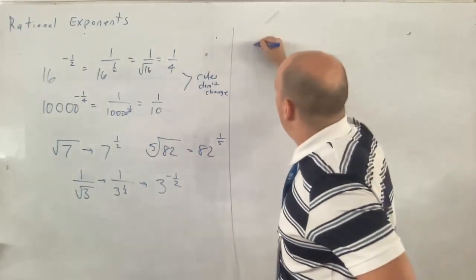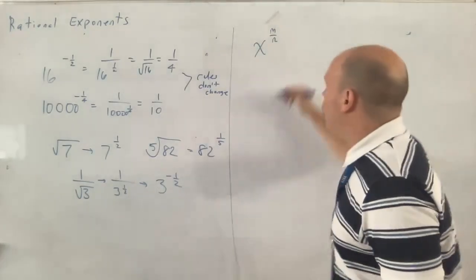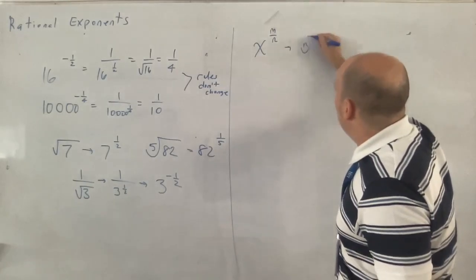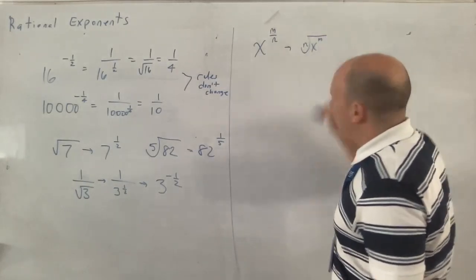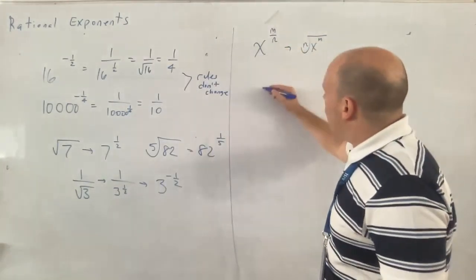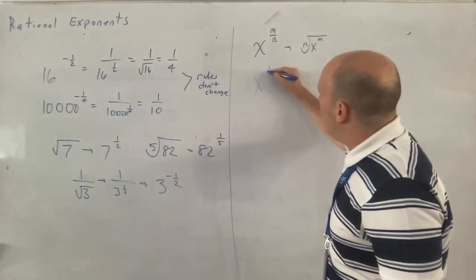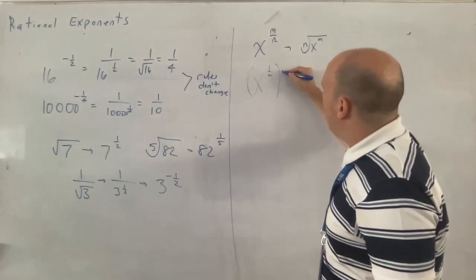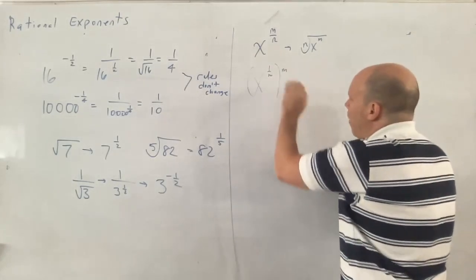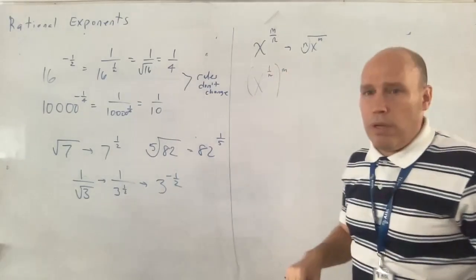The question is, how do we deal with x to the m over n? Well, in the books, you're going to see it like this: the nth root of x to the m. What's going on there? What we're going to do is rewrite the m over n as 1 over n times m. Because if you recall, when we have a power to a power, we multiply them. So we're going to do the opposite, and all of a sudden we have the nth root of x.